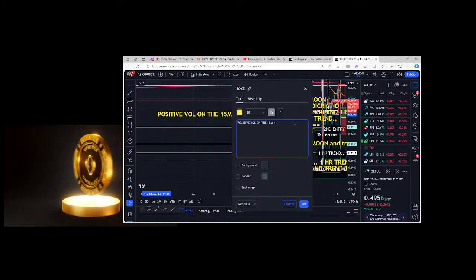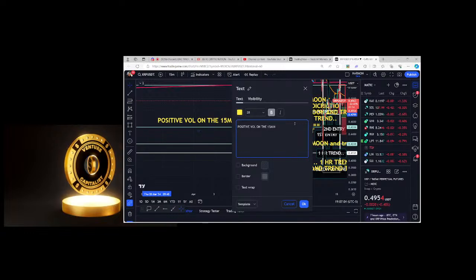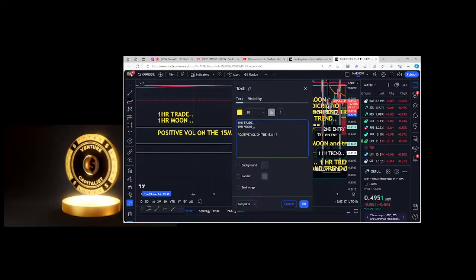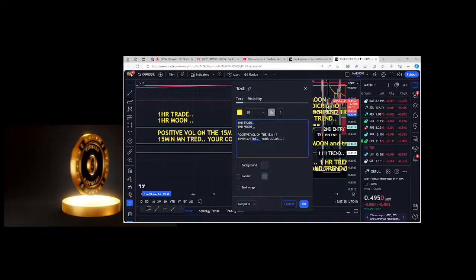Now, the positive volume comes after you have certain things. Somehow you get a 1 hour trade, right? The 1 hour trade is the 1 hour moon, correct? And with that, you need these things to happen. You need the volume to be going positive on your 15-minute. You need the 15-minute moon and trend in your color. And that right there is the basis if this is a long position: positive volume on the 15-minute, trend and moon your color, right?